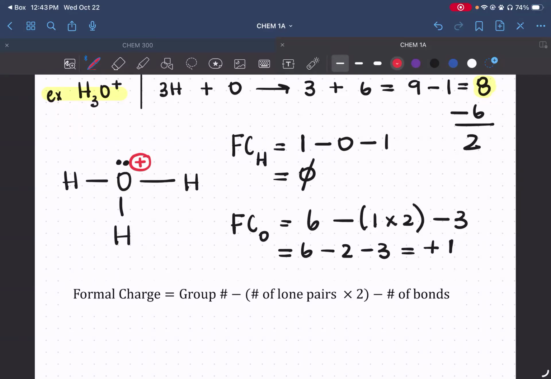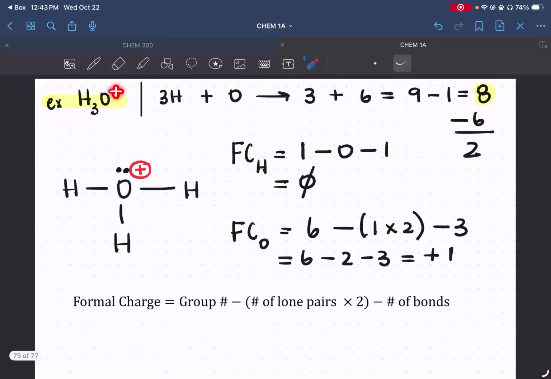And right here is the beauty or benefit of calculating formal charge. You see, I gave you H3O+. As written, H3O plus, there is no way you could have known with absolute certainty that the positive charge was going to be on the oxygen specifically. That's why we calculate formal charge. Formal charge allows us to identify which atoms carry which specific charge.